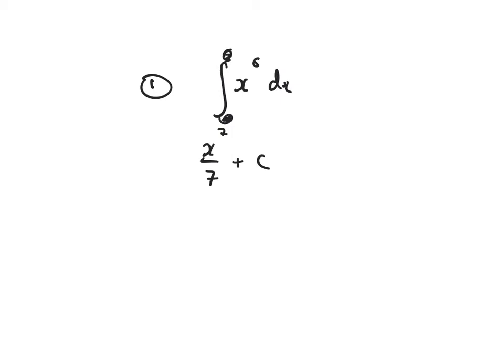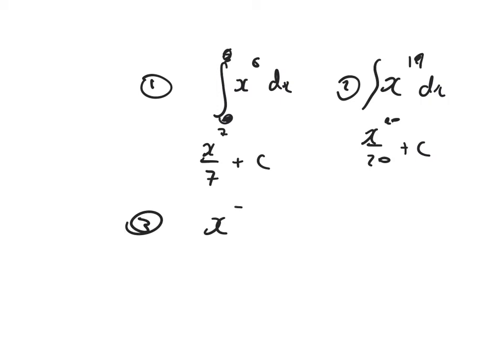So x to the power 6, add 1 to the power, gives you x to the power 7, divide by your new power and add on the constant of integration. So what about x to the 19? Well, that's x to the 20 over 20 plus c.